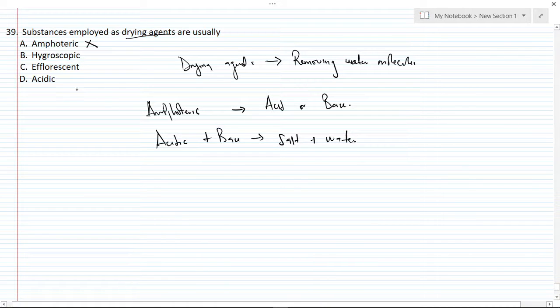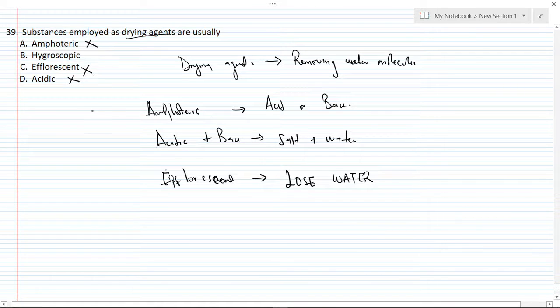So the next option, option C, which is efflorescent. Efflorescent now refers to compounds or substances that lose their water of crystallization when exposed. So efflorescent compounds would actually lose water. So they lose water when exposed. So we are looking for a compound to be a drying agent now. It has to be able to absorb water from the compound. So it's the opposite with efflorescent, because efflorescent is actually losing water, while we are looking for a compound that will absorb water. So you can tell that this is also not the answer.